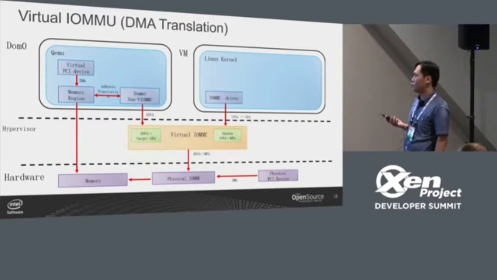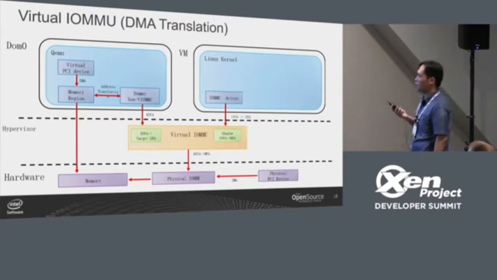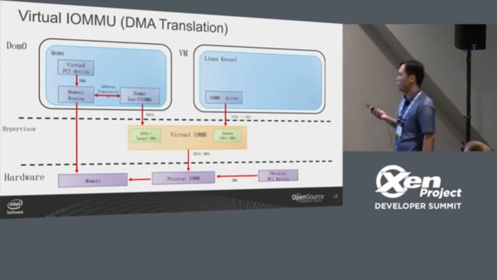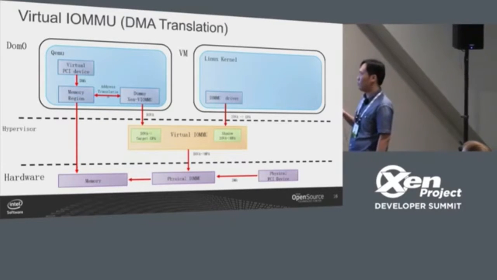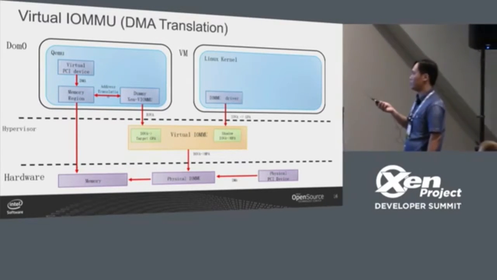It provides a hook. The DMA device module will register a callback. When there is a DMA translation request, it will pass the request to the hypervisor. Virtual IOMMU will do the translation from the IOVA to the target GPA and then return back. Then QEMU will access the target GPA.